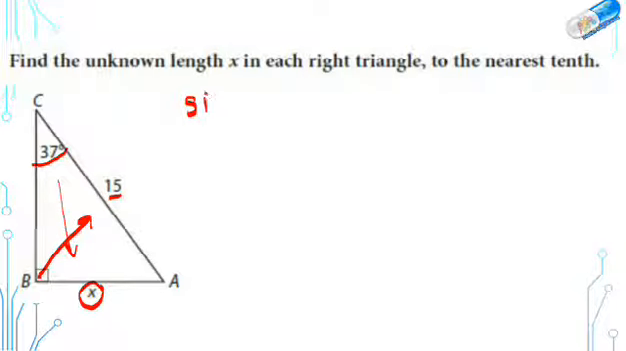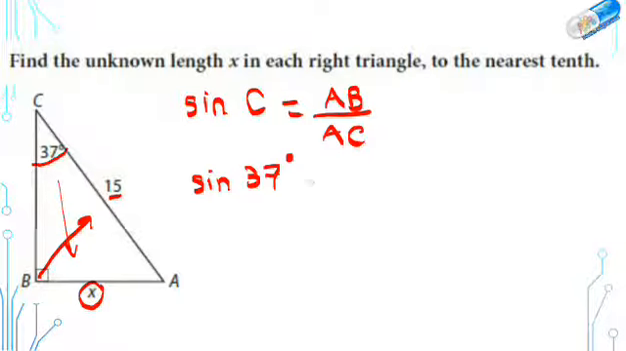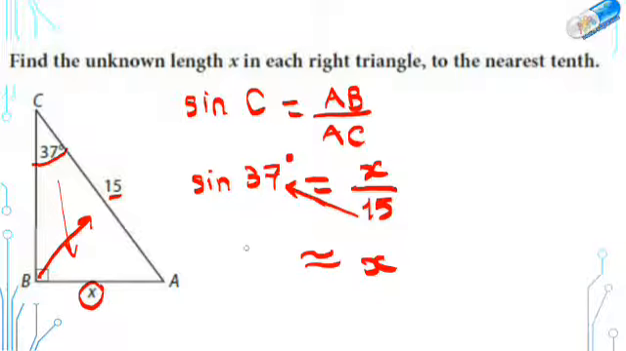So this means that sine C equals AB over AC, and AB is the x and AC is the hypotenuse given here. So we write sine C, and C is 37 degrees, equals AB, that is x, over AC, that is 15. So to get x, this is an equation in x. To find x, I multiply 15 to the other side. So x is approximately equal to 9.0. Of course, you multiply sine 37 times 15 on the calculator, you will find it's equal to 9.